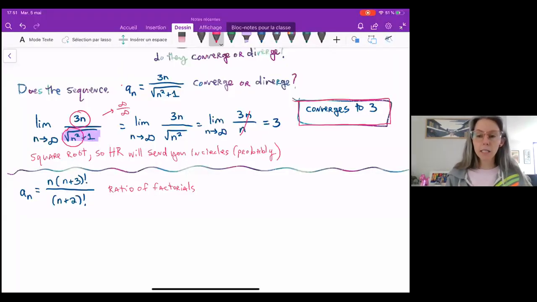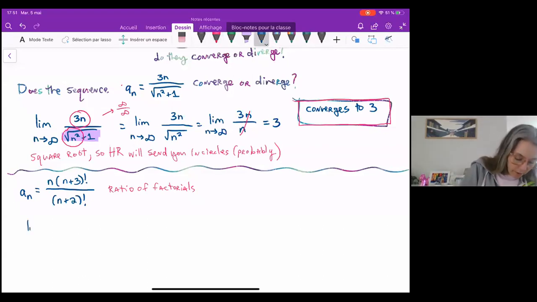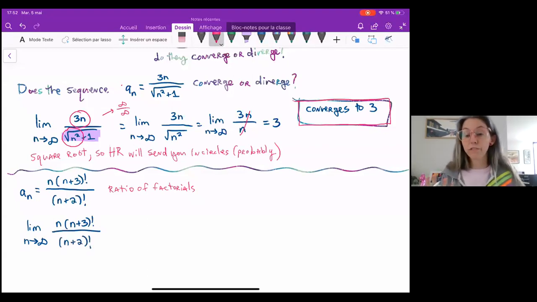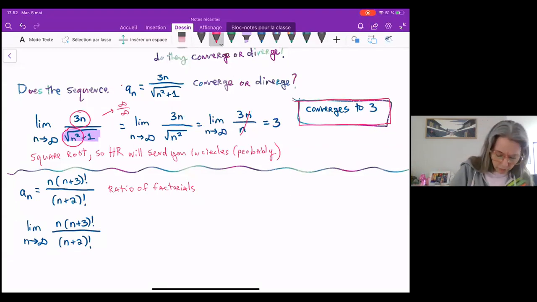Okay, so our next sequence is n times n plus 3 factorial over n plus 2 factorial. In other words, we have a ratio of factorials. So if I'm doing the limit as n approaches infinity, n times n plus 3 factorial over n plus 2 factorial, plugging in, well, infinity factorial, that's like infinity times infinity minus 1, times infinity minus 2, times infinity minus 3. So it's like infinity times itself a bunch of times. So clearly that's just infinity. So I'm getting infinity over infinity.